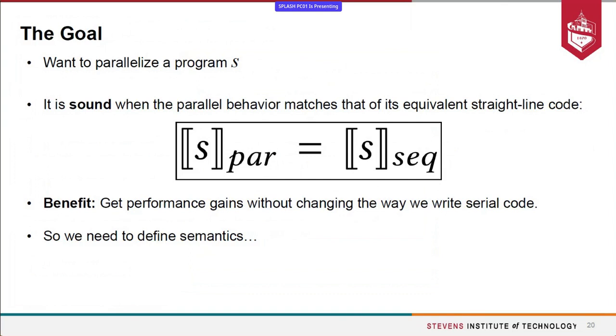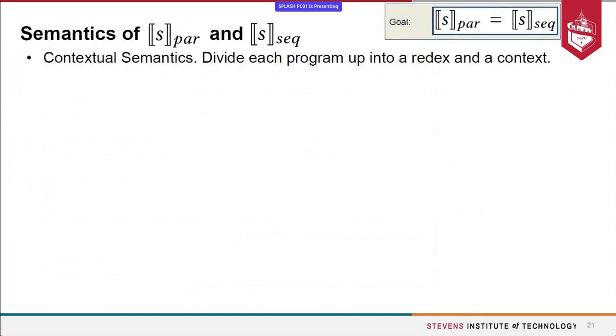I'll just carry this. That way, the programmer only ever has to reason about the sequential side of the program, which is easier, and then just let the analysis and compiler take care of that parallel side. So let's define what these seq and par subscripts mean.